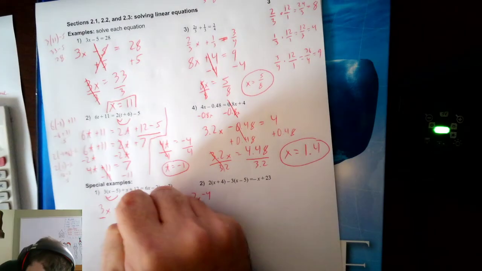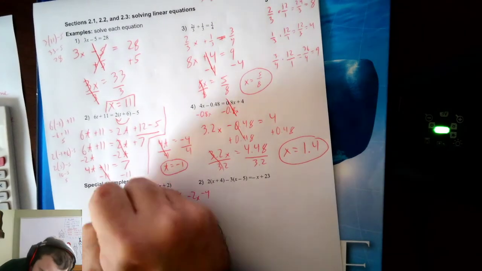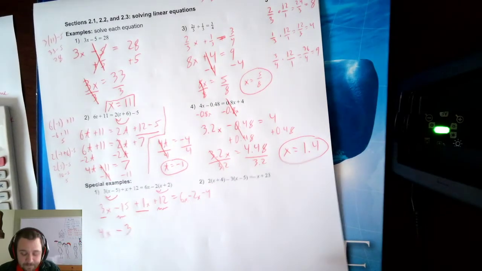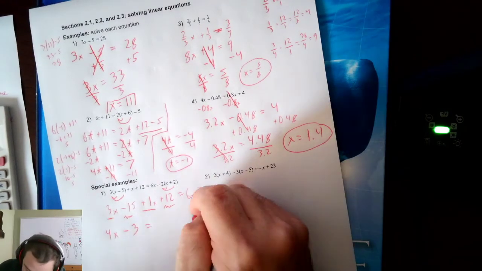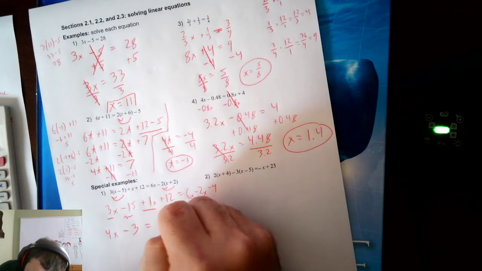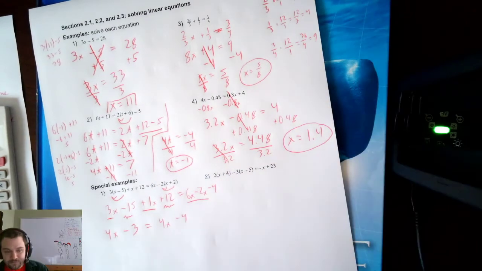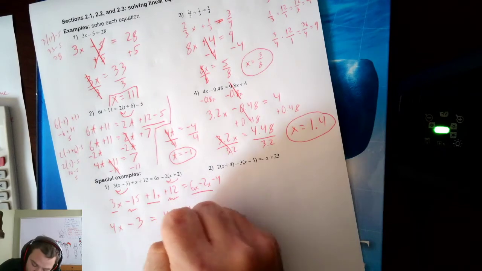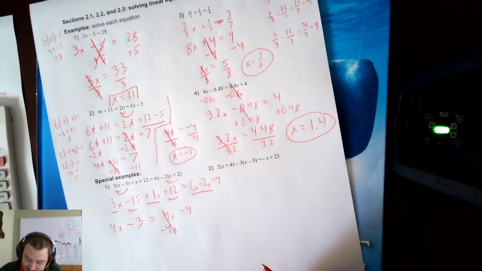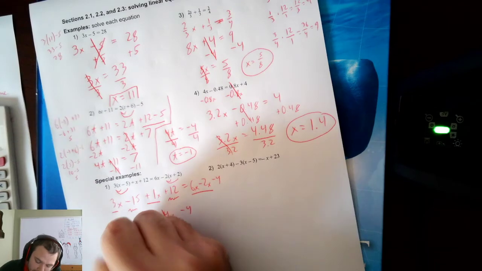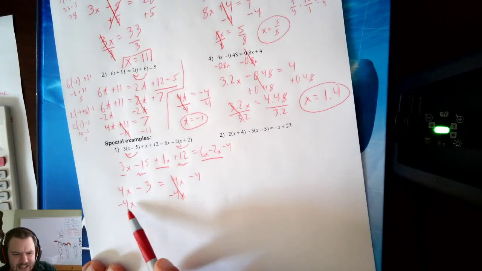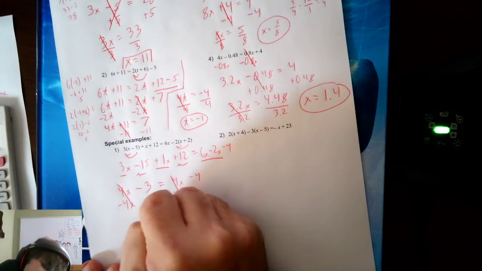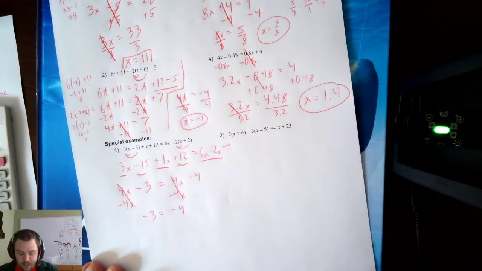I've got 3x and 1x. That gives me 4x. I've got minus 15 and plus 12. That gives me minus 3 when I combine them. And then on the right, I've got 6x and 2x. That gives me 4x, and I still have a minus 4. Now, I want to get all my x's on the left. So I'm going to subtract 4x from this side to cancel it out, which means I need to subtract 4x from this side. But that's going to cancel out. Weird. Well, let's see what happens. Negative 3 equals negative 4. That's false, right?